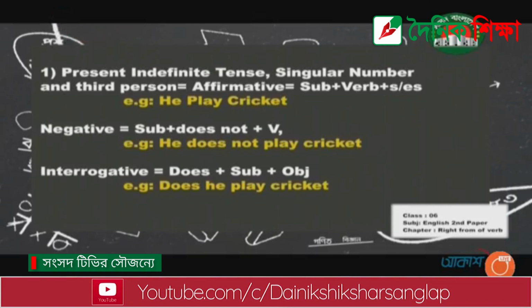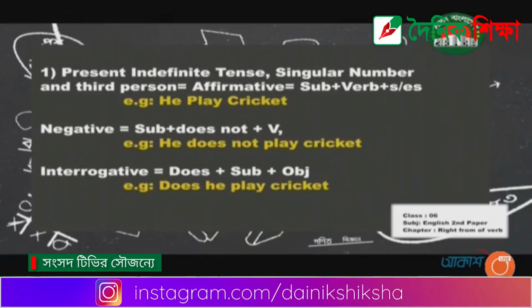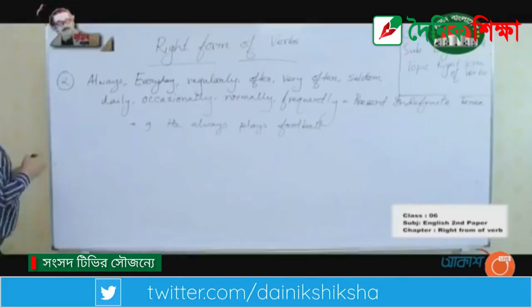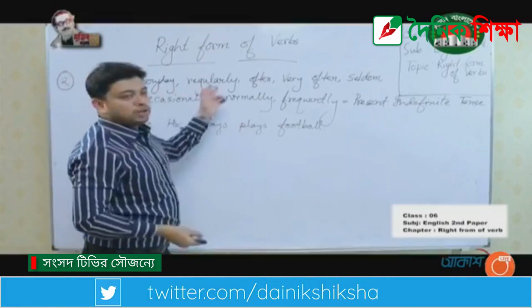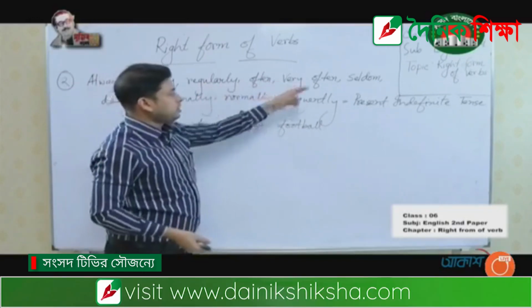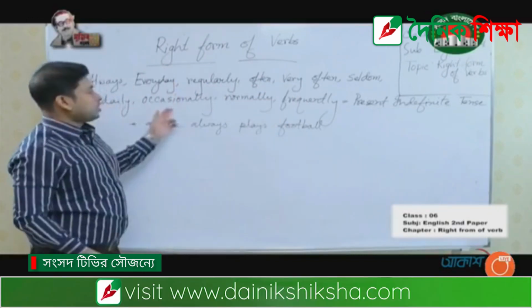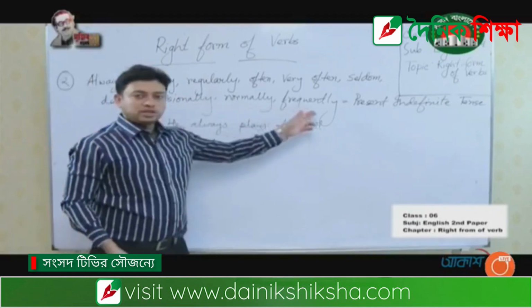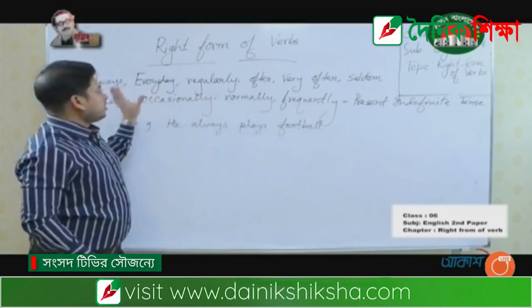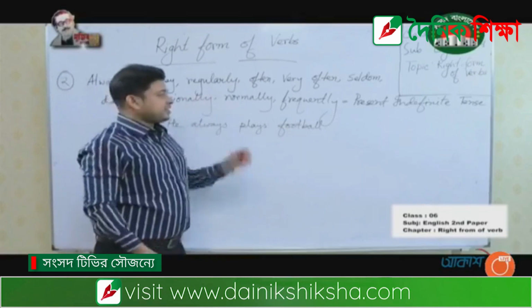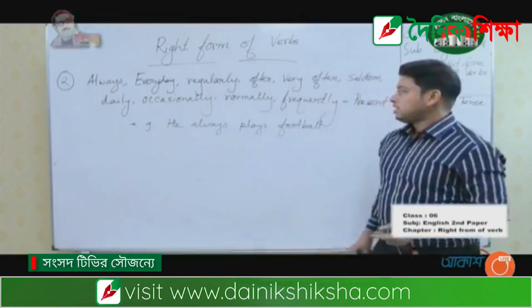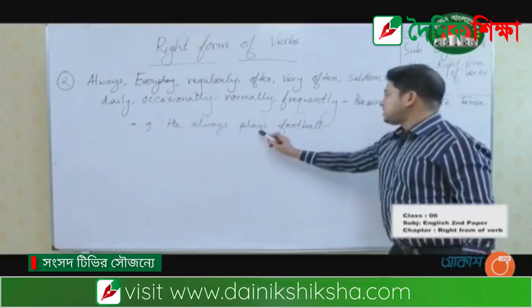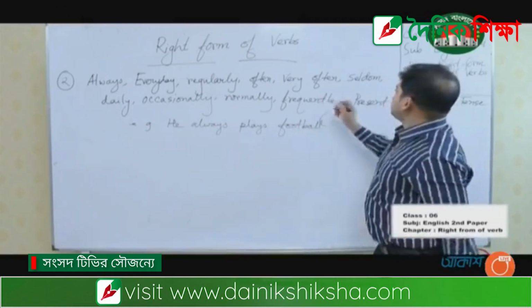Then rule number 2. Rule number 2 is: if there is always, every day, regularly, often, very often, seldom, daily, occasionally, normally, or frequently, if anything like this is there in the sentence, then it will be followed by present indefinite tense. Example is given here. He always plays football. So there is always. Always is here.